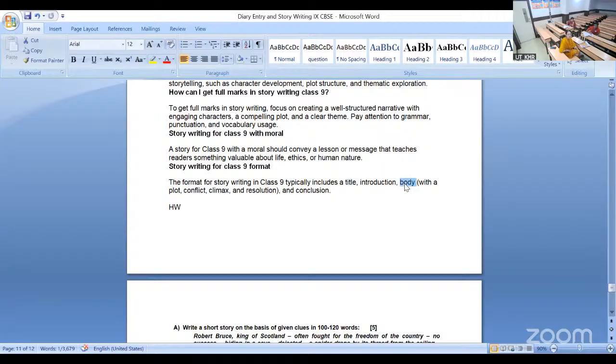Body with the plot, conflict, climax and resolution and conclusion, and introduction to paragraphs और बीच में 3 होगा. Total 5. Because here you have best marks for format. Format नहीं है. Only title है. So rest everything will be in the story. That's why you have to write at least 3 to 4 paragraphs.